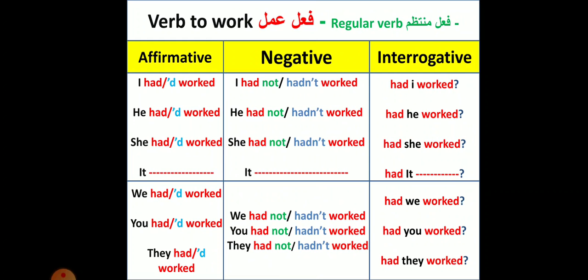He had not worked, or the short form, he hadn't worked. She had not worked, or she hadn't worked. We had not worked, or we hadn't worked. You had not worked, or you hadn't worked. They had not worked, or they hadn't worked.